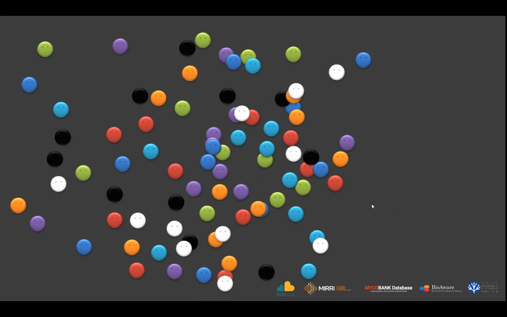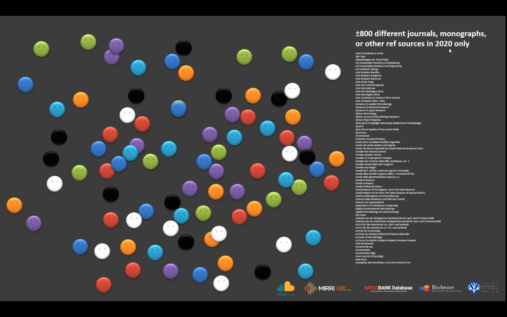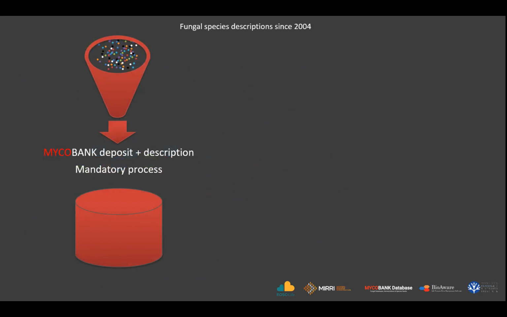So to give you an idea about the problem, in 2020 only 800 different journals were used to describe species, journals or monographs or things like that to describe new species. So how to be aware of all those descriptions, that was not possible. Therefore, we created Mycobank, and we were reaching the journals to try to ask them to enforce to get a Mycobank number to be able to describe a species.